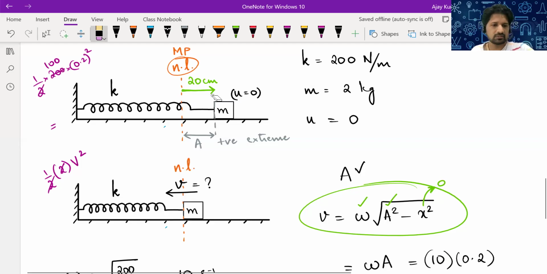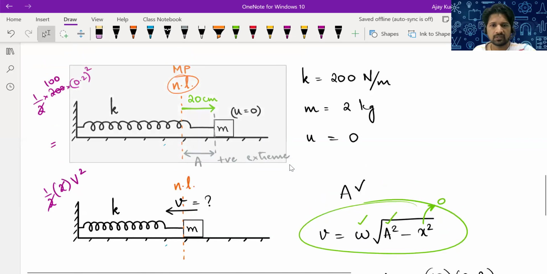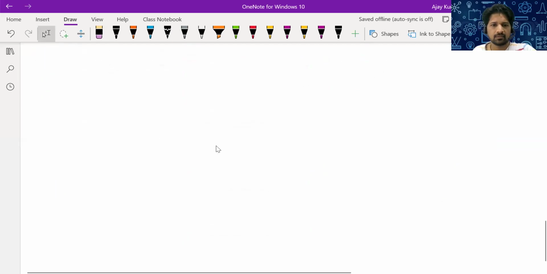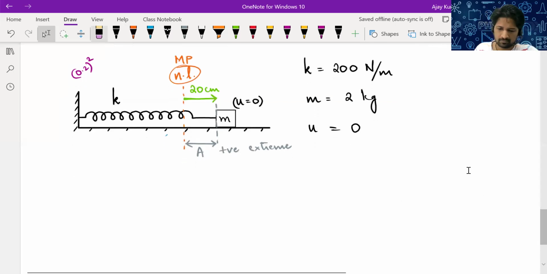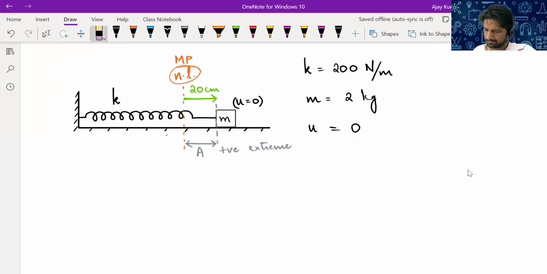Okay, so just a moment, I'll copy this diagram. You know the force constant, you know the mass, you even know the amplitude. I think there are many other things that you can find out. First, write the displacement as a function of time. Write the displacement time equation for this oscillating system.